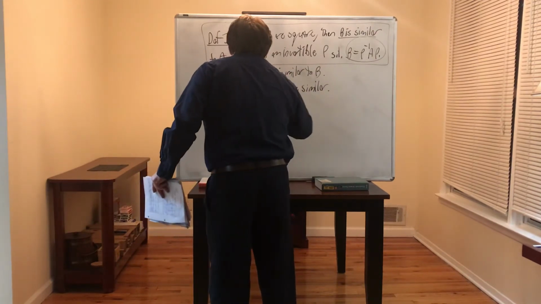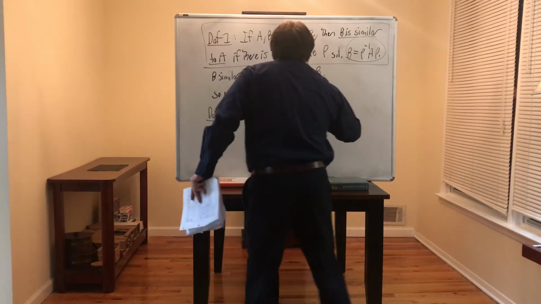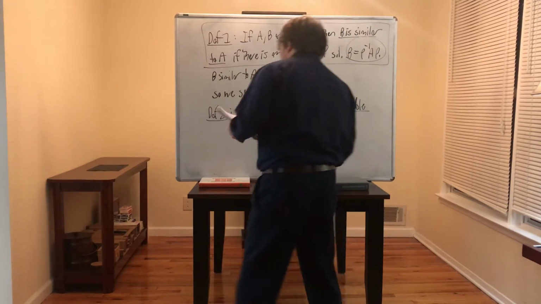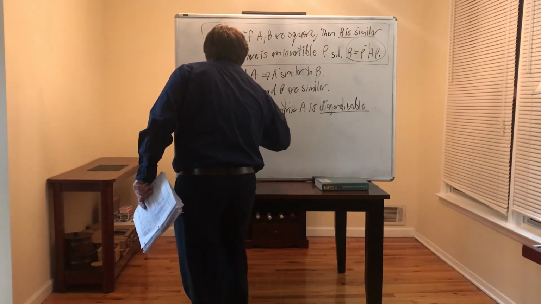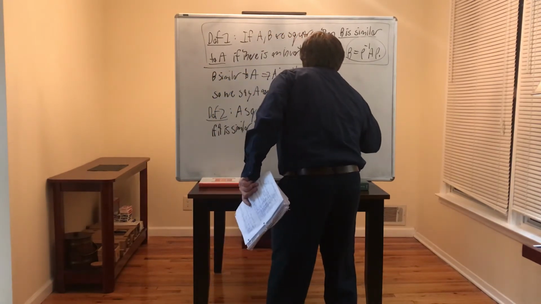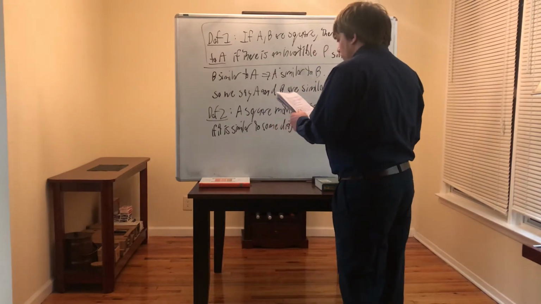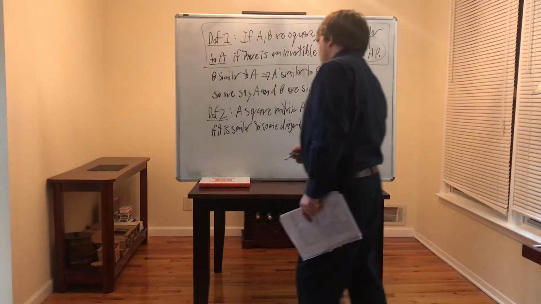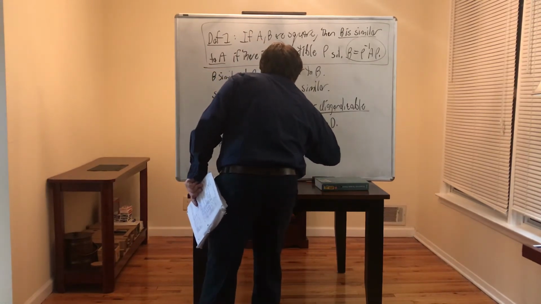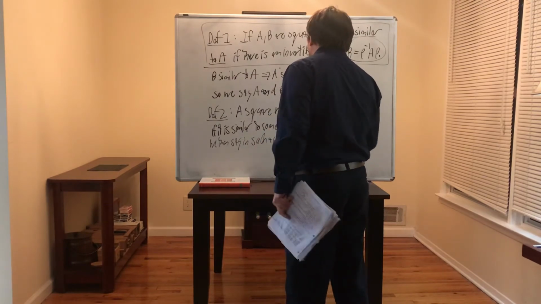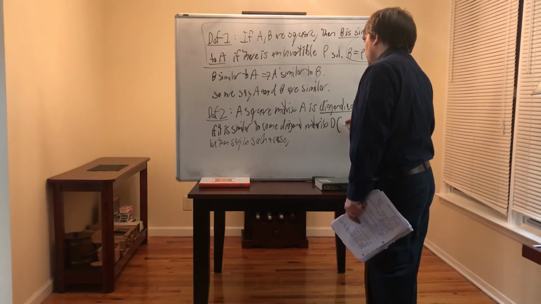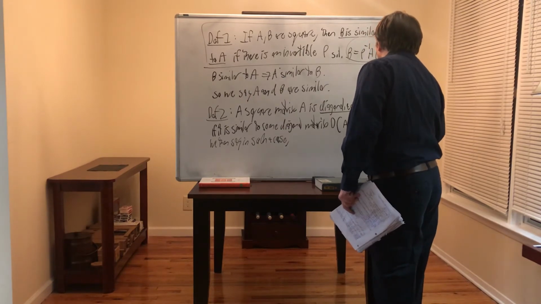A square matrix A is diagonalizable if it is similar to some diagonal matrix D. And if that happens, we say in such a case that A is diagonalizable if it's similar to some diagonal matrix D. What that means is that A is equal to P inverse DP, where P is invertible.